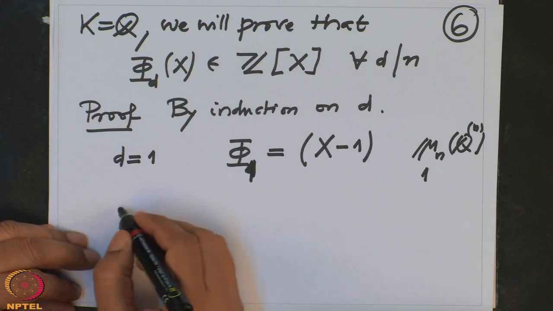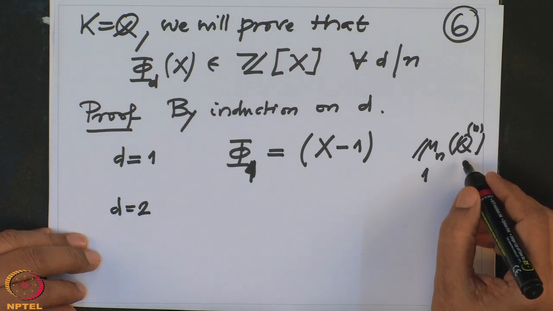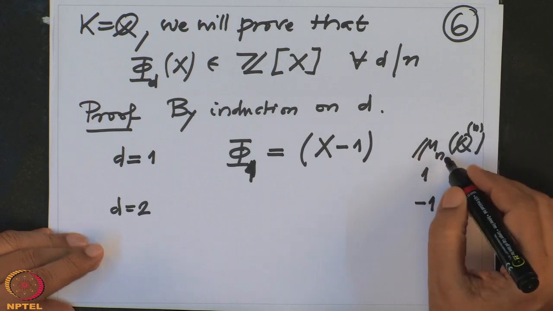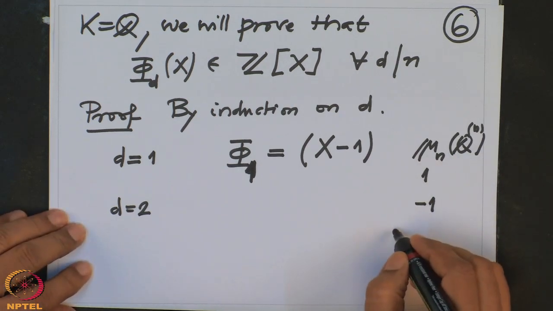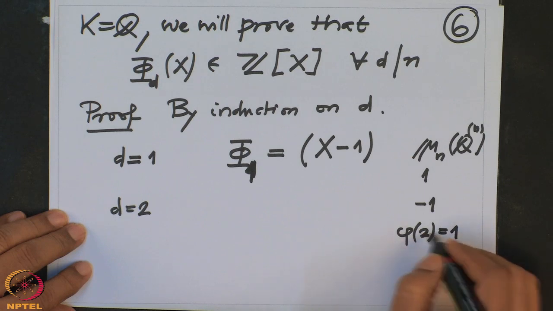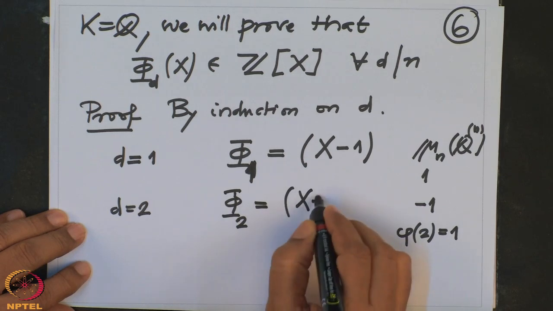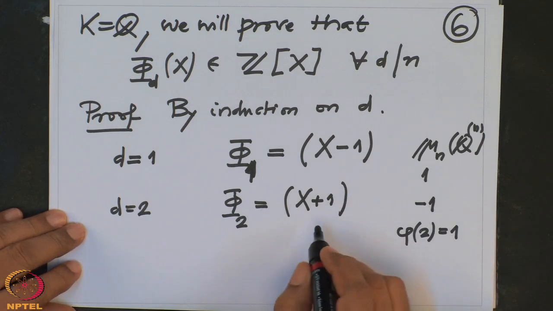Now d equals 2. How many elements are there of order 2? There is exactly one element of order 2, namely minus 1, because in any cyclic group the number of elements of order d is precisely phi of d, and phi of 2 is 1. Therefore phi 2 is x minus minus 1, that is, x plus 1. So phi 2 is this.